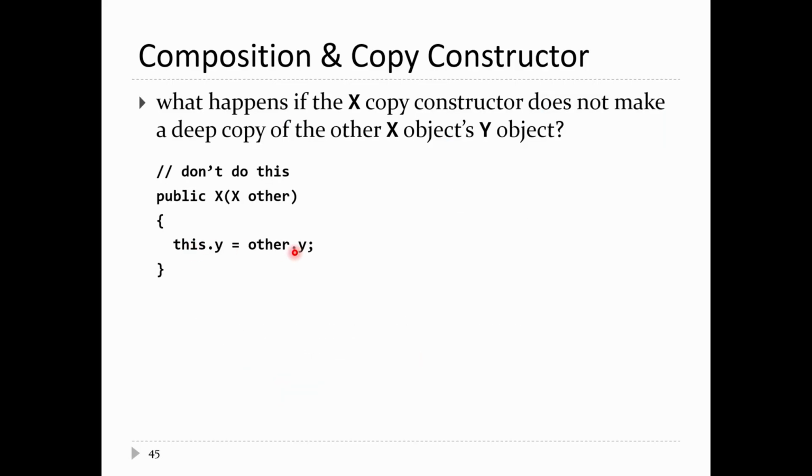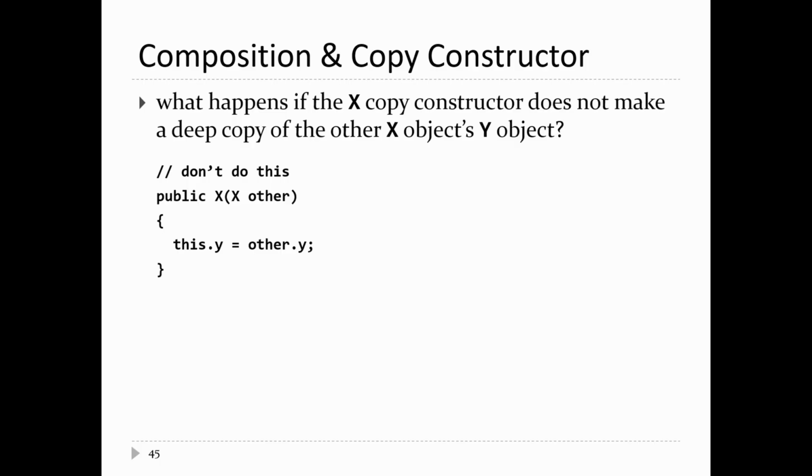So what happens if you write that? When you write this y equals other y, notice there's no new here. That's the easy way to determine what's going on. You're not making a new y object for the newly created x object. This y equals other y simply means that the y object belonging to this object is the exact same y object belonging to the other x object.